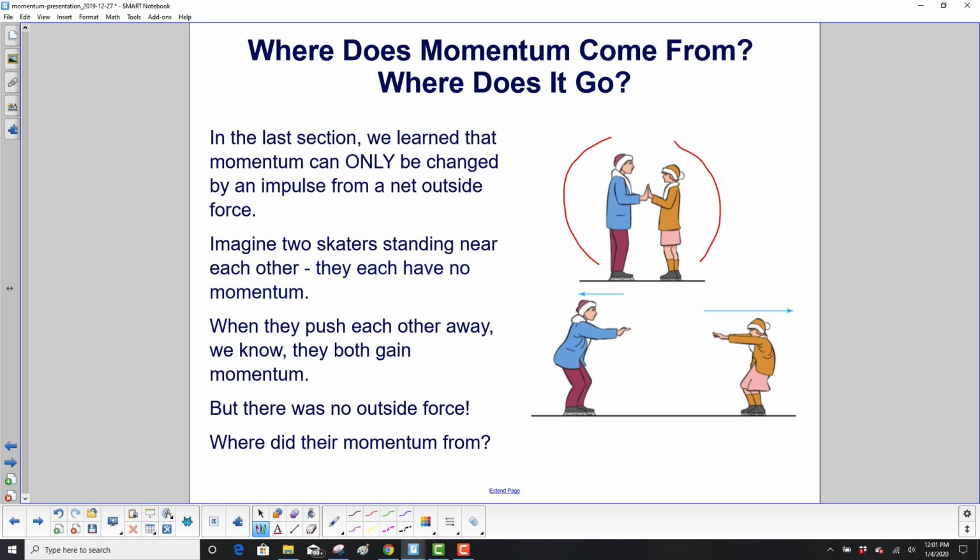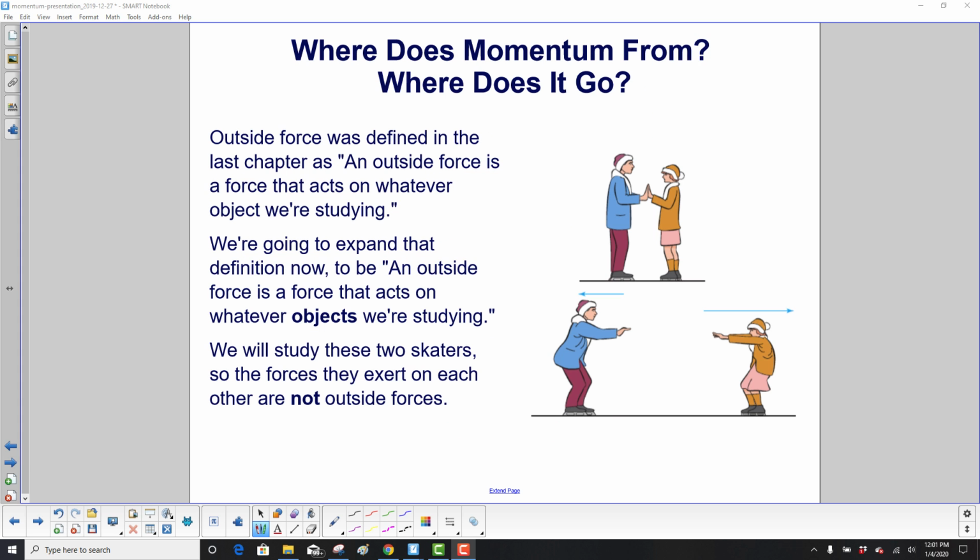When they push each other away, we know they both gain momentum. They both have a velocity now. One's in this direction, and this is the key, the other is in this direction. But there is no outside force, right? The force between these two skaters, we consider them as one whole system. It's an internal system. They're pushing on each other. So where did their momentum come from? And that's the question up here. Where did their momentum come from?